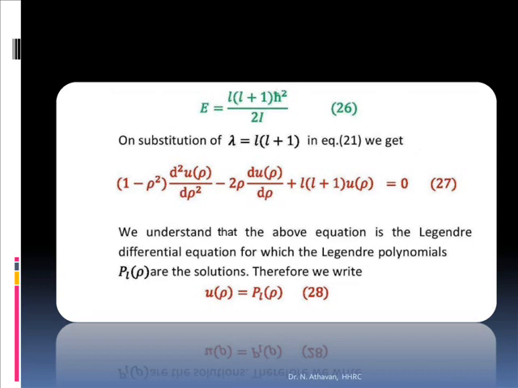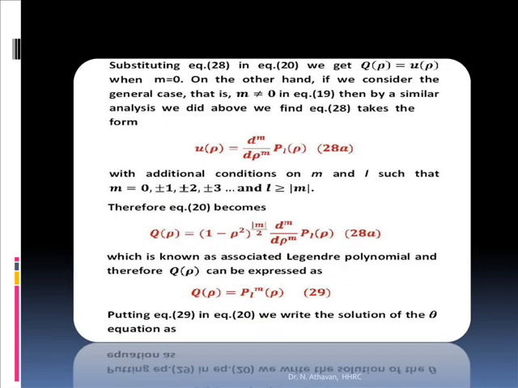On seeing equation 27, we understand that equation 27 is nothing but the famous Legendre differential equation, for which the Legendre polynomials, that is P_L of rho, are the solutions. So we immediately write u of rho as P_L of rho, where P_L of rho is the Legendre polynomial. So substituting this in equation 20, we get Q of rho is equal to u of rho. So this is for m is equal to 0.